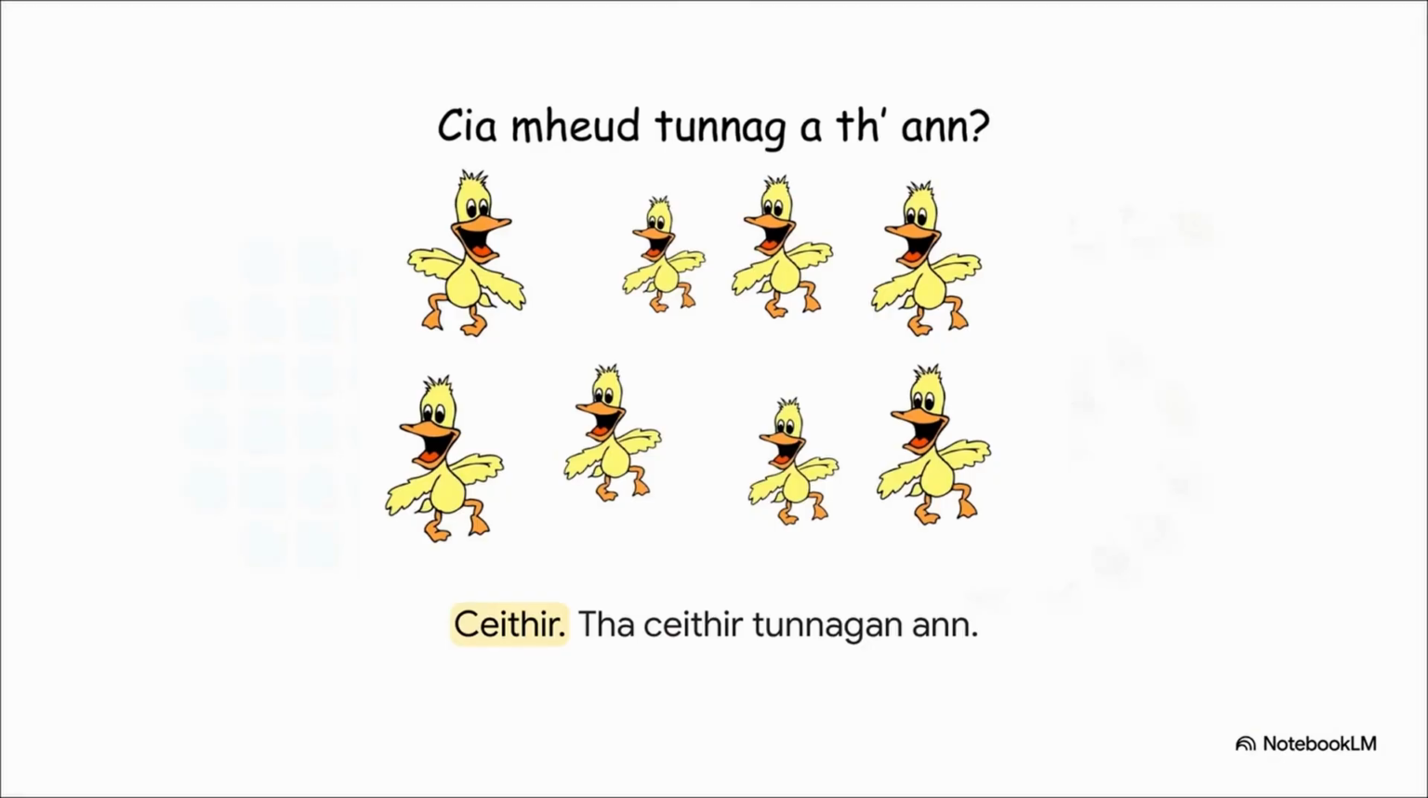Well, if you blurted out ceathrar, you absolutely nailed it. There are 4. But hey, to speak properly, we really need the full sentence. The full answer is ta ceathrar tunagan en. And notice we're using the plural tunagan there because we're at the number 4. Go ahead, say it with me. Ta ceathrar tunagan en. Boom, excellent.